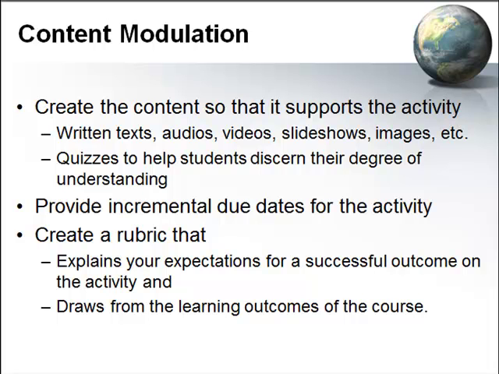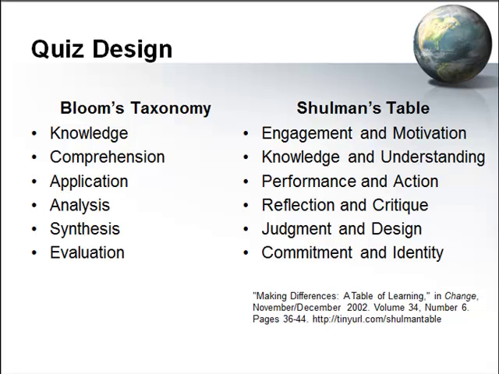Finally, we want to create a rubric that explains our expectations for a successful outcome on the activity, and the rubric we create should start by our drawing from the learning outcomes of the course. Quizzes and other similar forms of assessment that are computer graded need to be designed at the lowest level of complexity to demonstrate competency in the materials. If we're dealing with intellectual formation alone, we might consider using Bloom's taxonomy as a measure of competency, since it's generally useful for developing assessments.